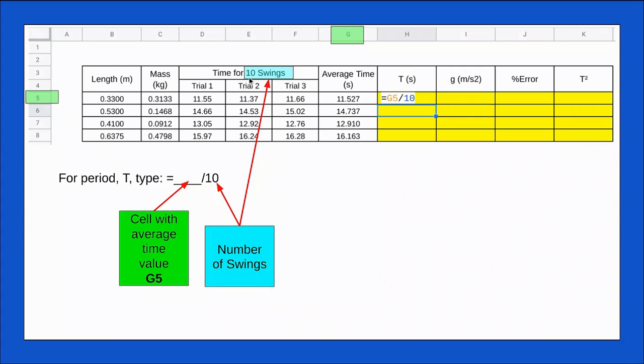But whatever number of swings you have here, in order to get the period, you're going to take the average time for all the time trials. You're going to take that average time and divide by the number of swings to get the time for one swing. Okay? Remember, period is the time for one cycle. So in this case, I type equals. I click the cell that has the average time, which in this case is G5, divide by the number of cycles, which is 10, and hit enter.